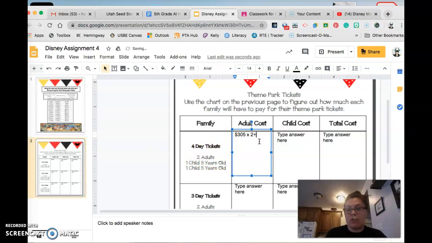Now, you need to figure that out on a piece of paper. It is not hard. Don't use a calculator. I know you can do this. If you hear the rattling in the back, it's because my dog is waiting for me to finish, so I will feed him. We're going to do the math. I have done the math in my notebook, and the answer is $610 just for the 2 adults.